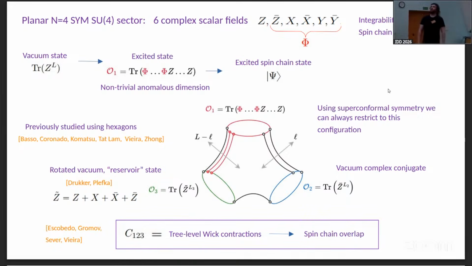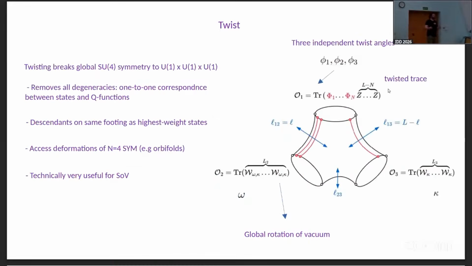Okay, so at most conferences or workshops, I would say this is the setup, but here I'm allowed to talk about twist without being heckled by the audience. Okay, so twist, what do we want to do with twist?